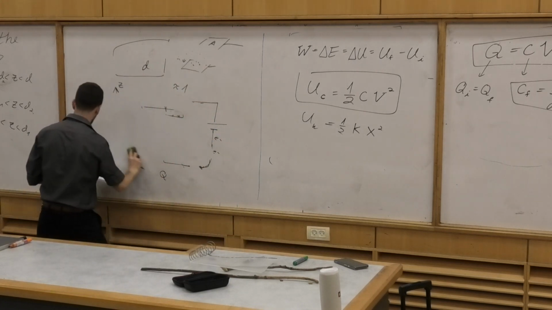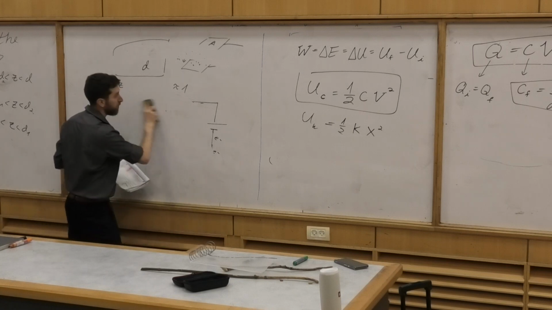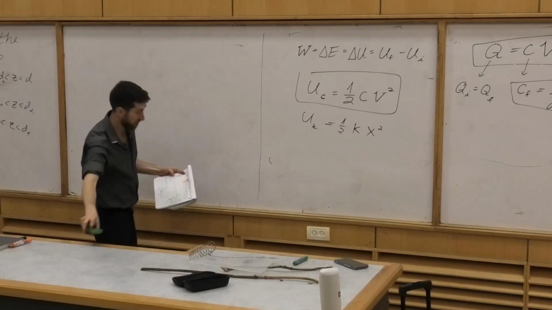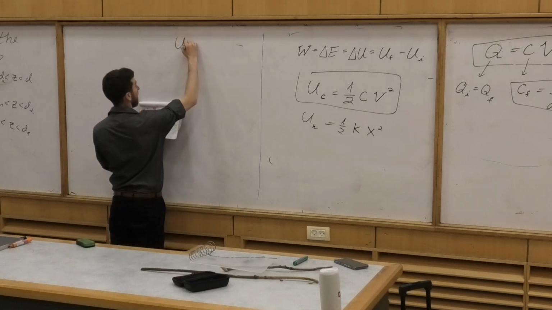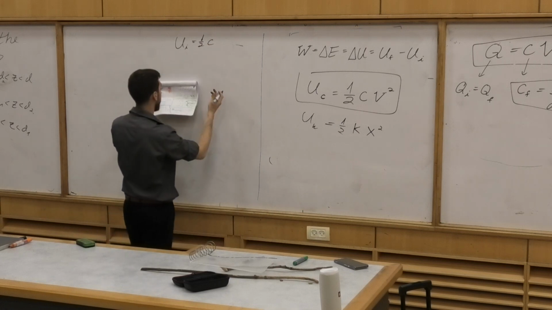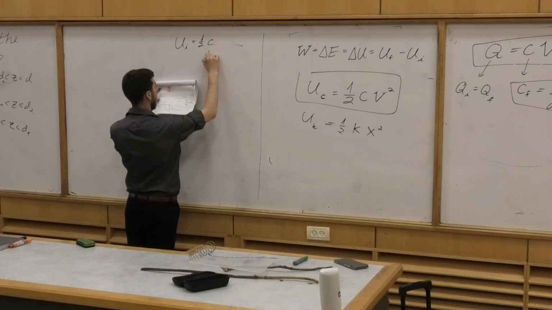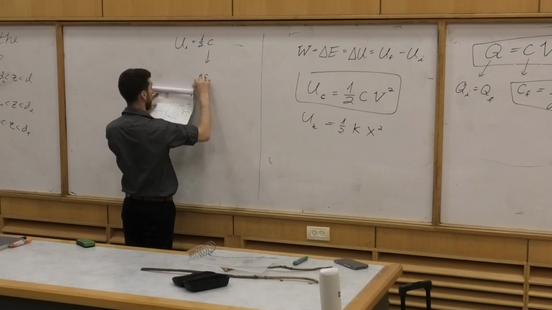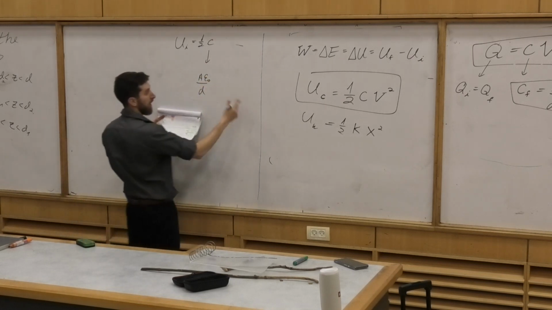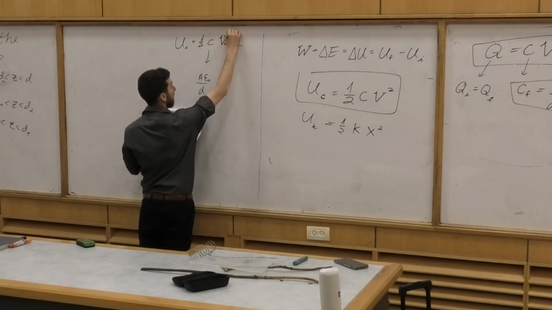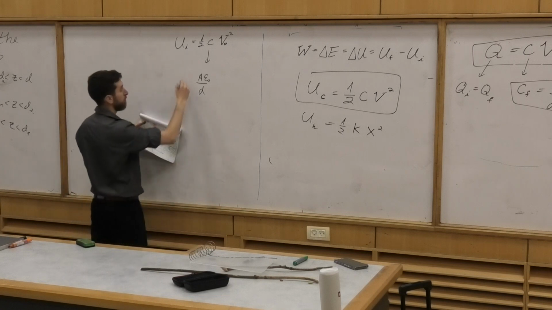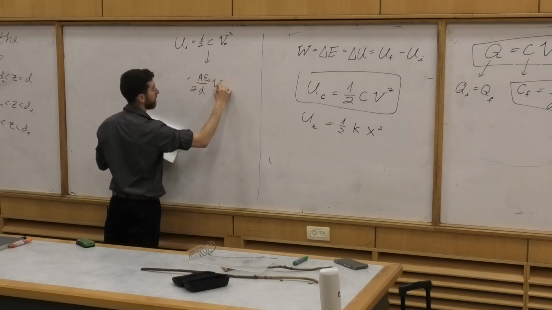So U initial is really easy, right? It's going to be really fast. We're going to say, okay, U initial is half C that we had at the beginning, Ci, which is A epsilon naught divided by D, the big D, all the distance. And the voltage was the voltage of the battery, right? The given one. That's it. We have it: half V0 squared.